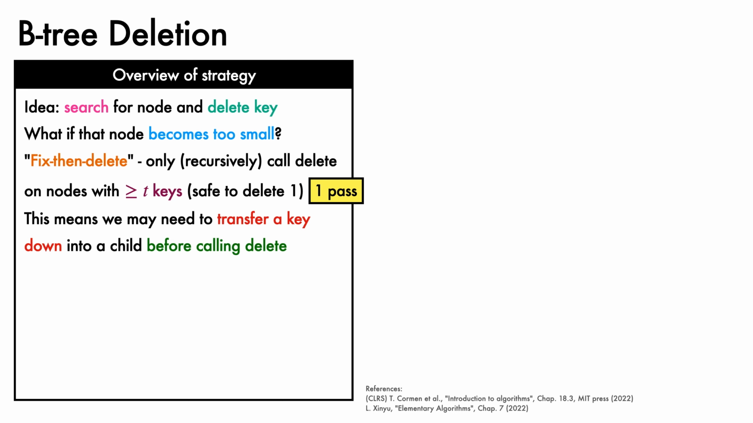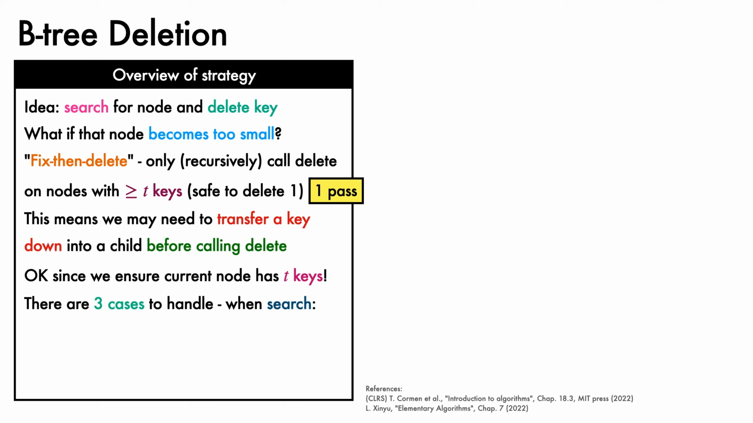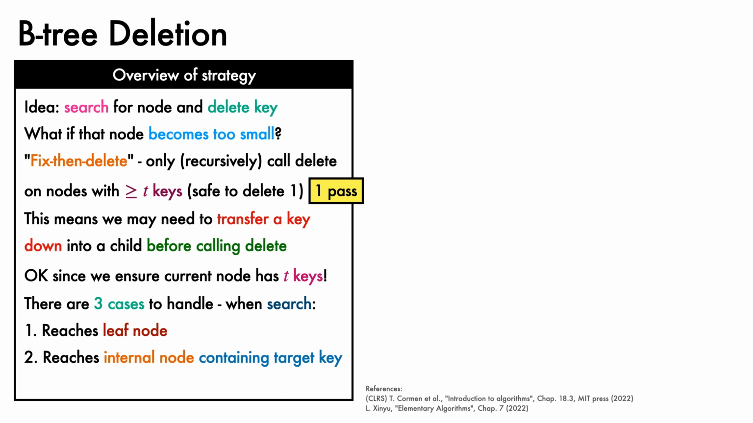To achieve this strategy, we may need to transfer a key down from the current node into a child before calling delete, since the B-tree definition only guarantees t-1 keys in each node. Still, that's okay, since in our recursion we'll ensure that the current node has t keys. There are 3 logical deletion cases for us to handle, which include when the search reaches a leaf node, when it reaches an internal node containing the target key, and when it reaches an internal node without the target key.